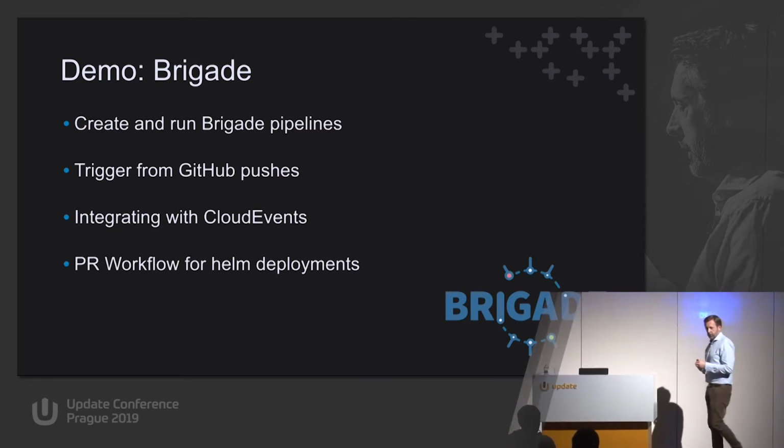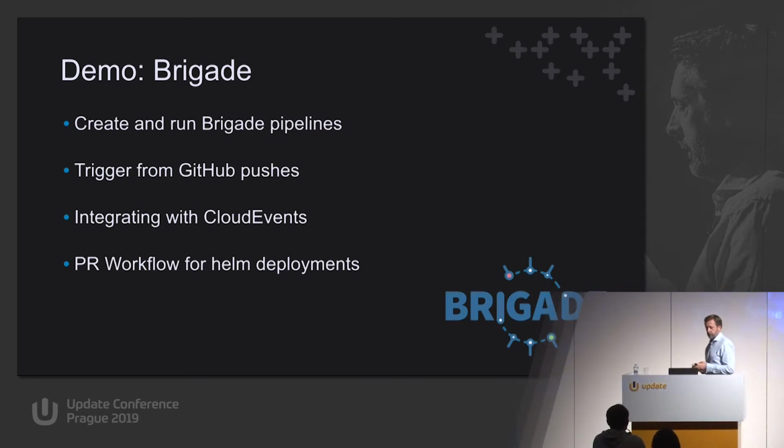So I'm going to show you a few demos here, how to get started with this by creating a new Brigade pipeline and running it. And then looking at how can we trigger this from a GitHub push, how can we integrate with cloud events, and also show you a sample from one of our customer projects where we're using Brigade to kind of implement the pull request workflow using Helm.